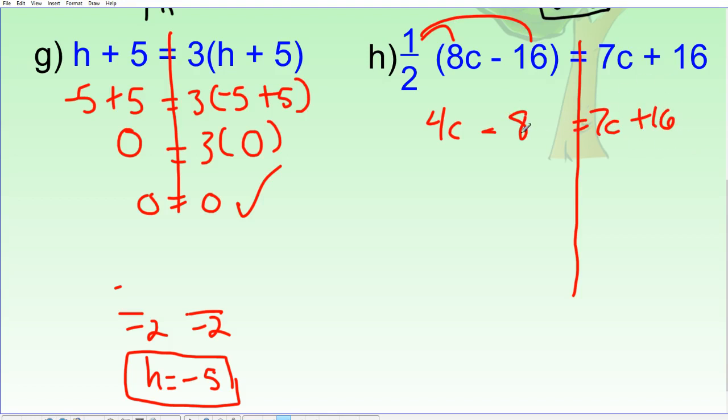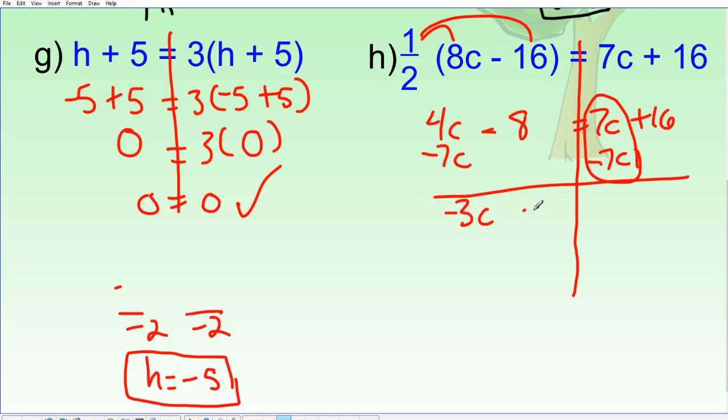I cannot combine like terms on either side, so I'm going to get rid of the variable on the right. So I'm going to subtract 7c on both sides. So it cancels out here. And so my 4c's minus 7c's is now negative 3c.